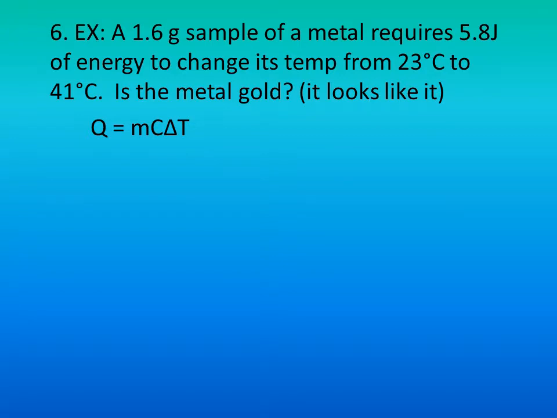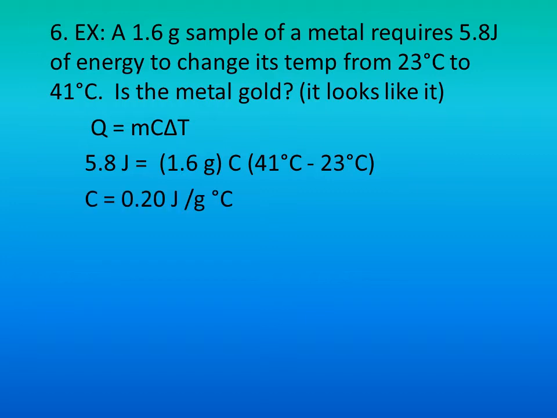Do we have Q? Q is in joules, so that's 5.8 joules. M is mass, so that's 1.6 grams. C is what we're after, and the change in temperature is going to look like this. So Q is 5.8 joules, mass is 1.6 grams, specific heat is what we're after, and our change in temperature is 41 minus 23 degrees Celsius. If I do the math here, where I have to subtract 41 minus 23, times 1.6, and divide both sides by that number, I'm going to get 0.2 joules per gram degrees Celsius.